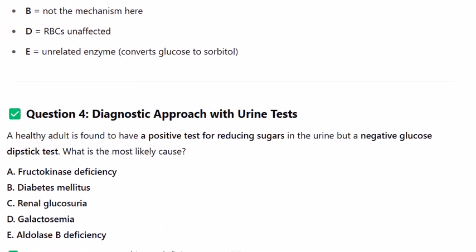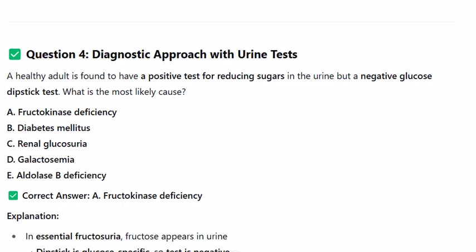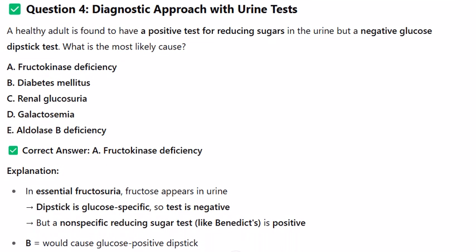Question 4. Diagnostic approach with urine tests. A healthy adult is found to have a positive test for reducing sugars in the urine, but a negative glucose dipstick test. What is the most likely diagnosis? A. Fructokinase deficiency. B. Diabetes mellitus. C. Renal glucosuria. D. Galactosemia. E. Aldolase B deficiency. Correct answer, A.